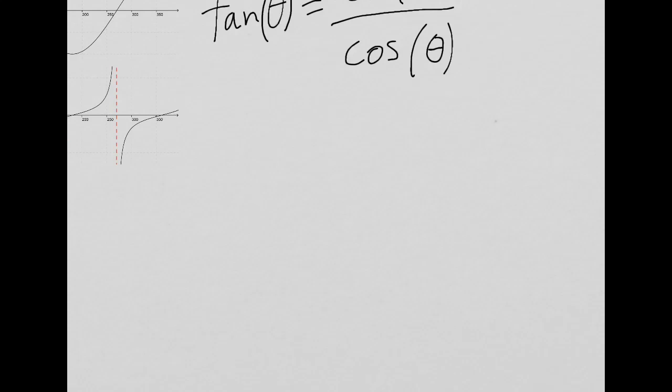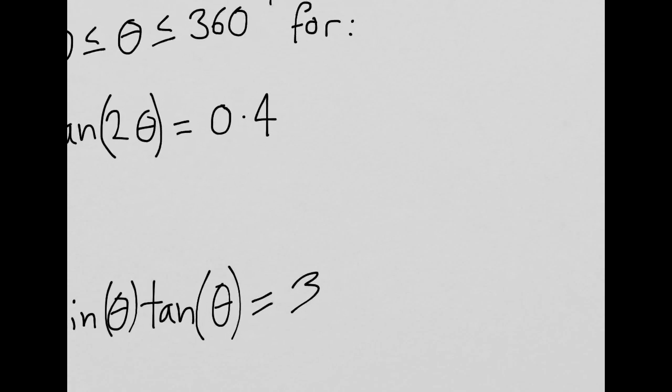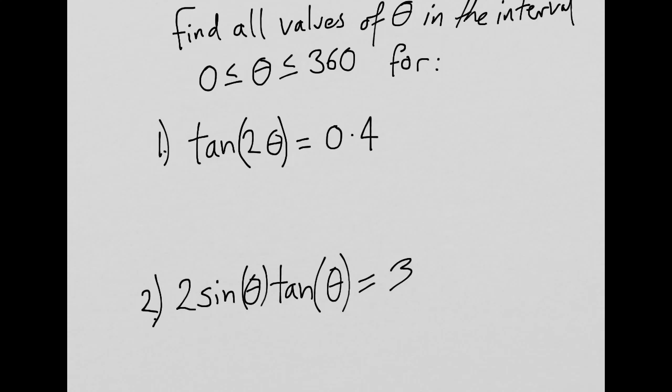Okay, so a couple of past paper questions to work through and see how you guys get on. So first of all, find all values of theta in the interval 0 to 360. First of all, for tan 2 theta is 0.4. And second of all, 2 sine theta tan theta equals 3. Okay, so the first one, tan 2 theta equals 0.4.